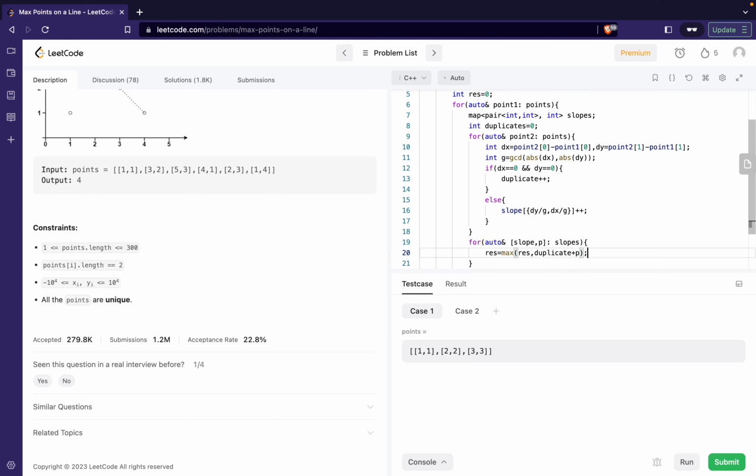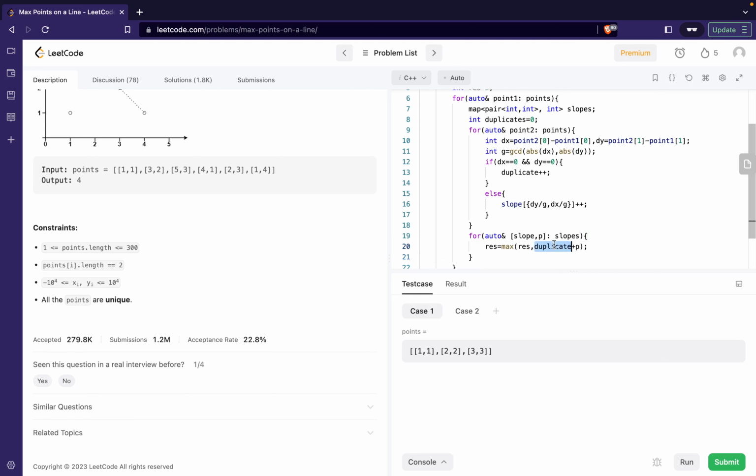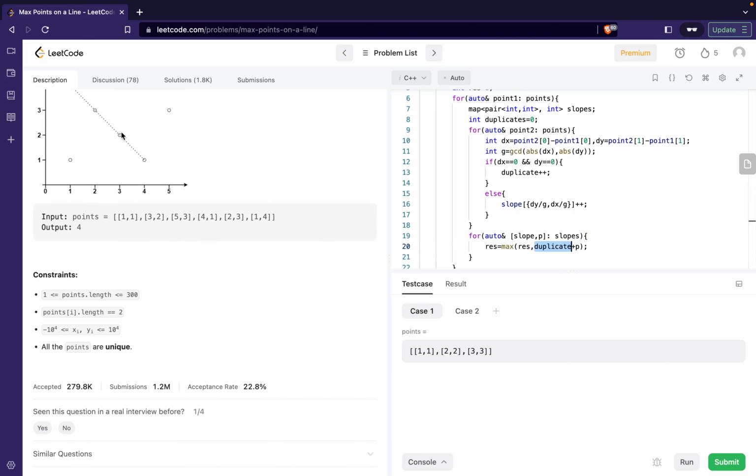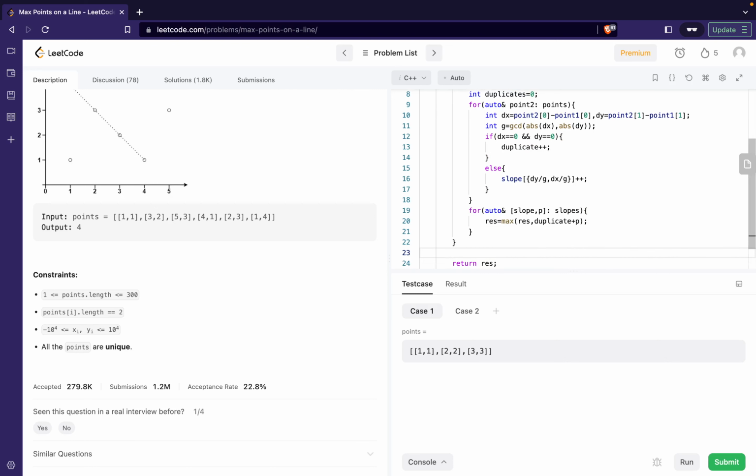So my result in totality could be either whatever I am having as of now, or the number of duplicate points plus p, because the duplicate points actually fall on the same place. So we'll have to add them up, because no matter what kind of a line we are drawing, they would always be counted. So the line I was drawing, whatever points were available on that particular line, at the end I can return res.